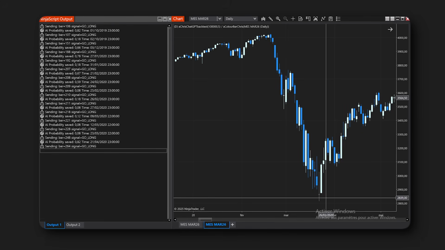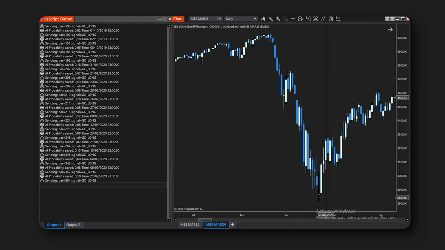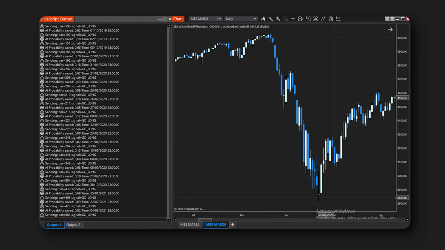And here's the key part. This process works even in backtest. As the historical data is replayed bar by bar, the strategy sends the information to GPT 5.1 exactly as if the market were live, and the AI returns a probability score for each moment in time. So we are effectively augmenting a traditional backtest with real-time AI evaluation. Now let's look at a few examples.